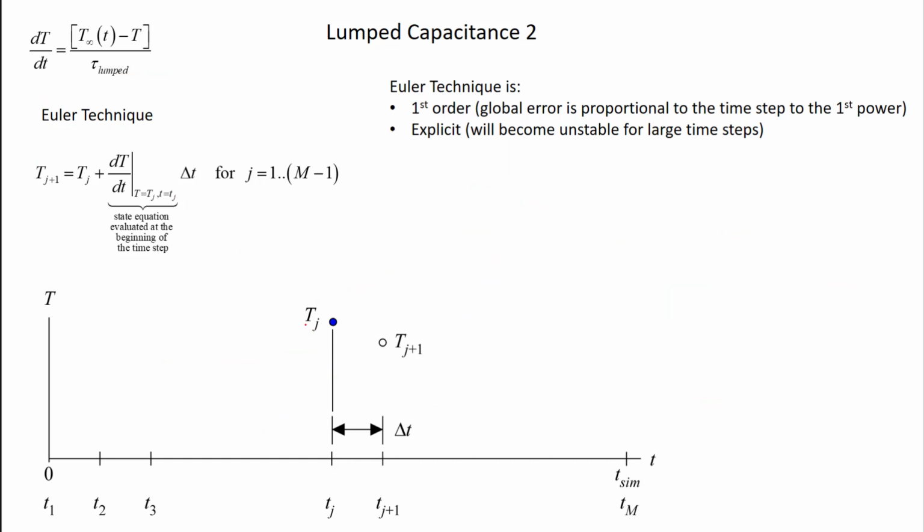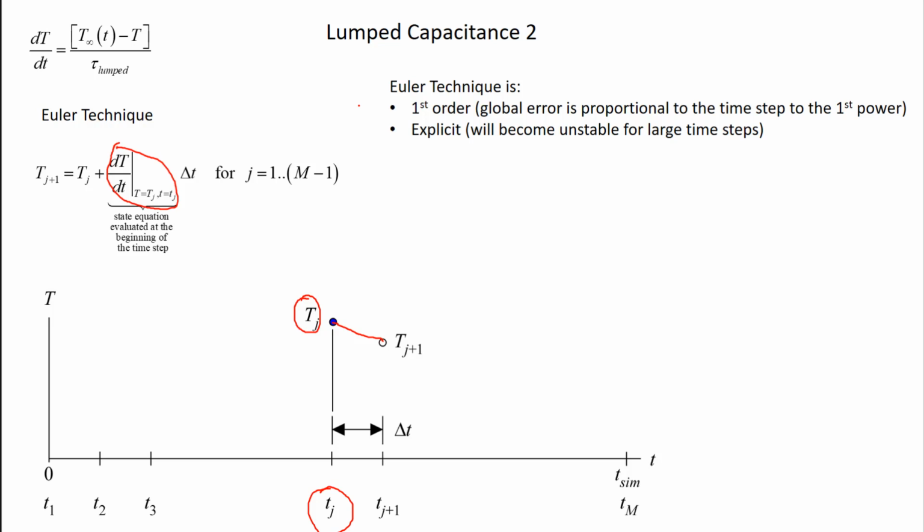Euler's technique is the idea that if I want to move through any time step, all I do is take the temperature and the time at the beginning of the time step and plug them into my state equation to get d temperature, d time. Then I just assume that that's constant throughout the time step. So it gives me a trajectory that I use to shoot across the time step. Euler's technique is first order.